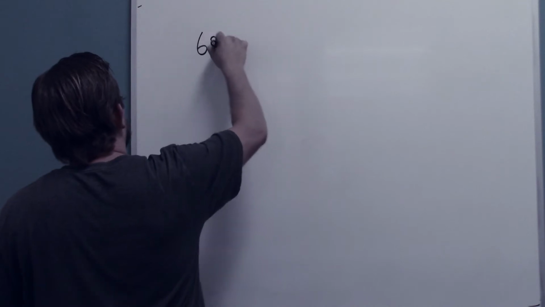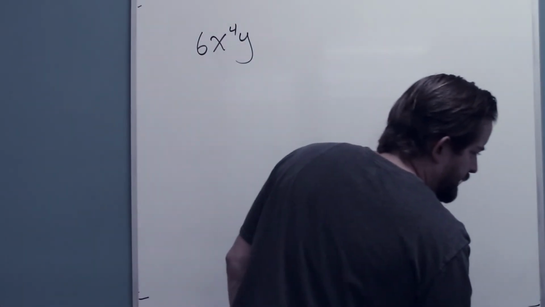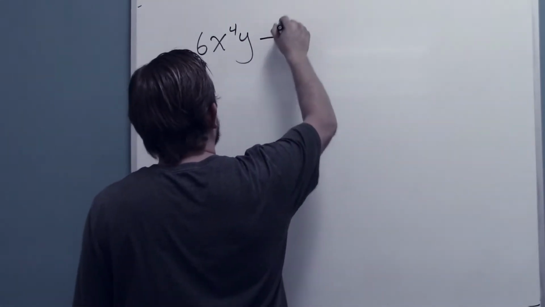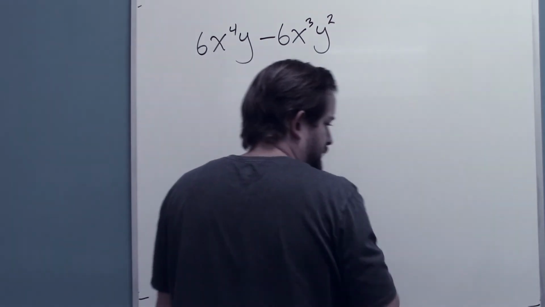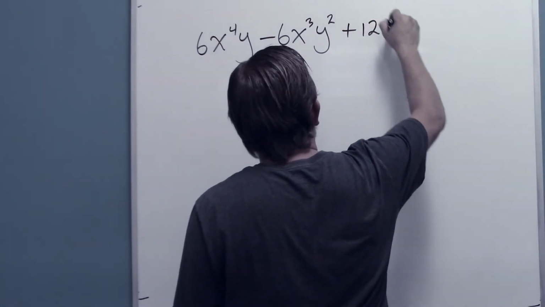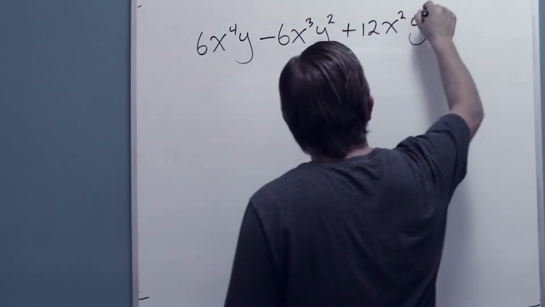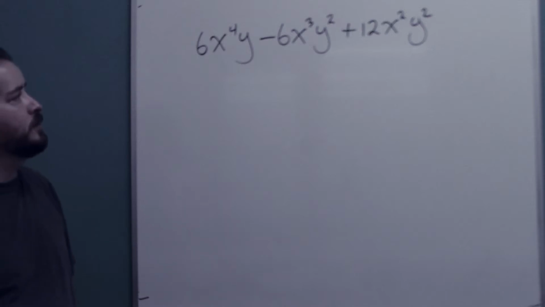All right. Let's look at something a little ugly. Let's look at 6x to the 4th y minus 6x to the 3rd y squared plus 12x squared y squared. It may look a little bit ugly, but it's not any more difficult.